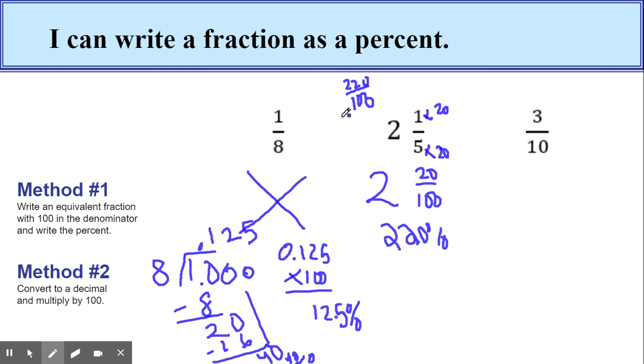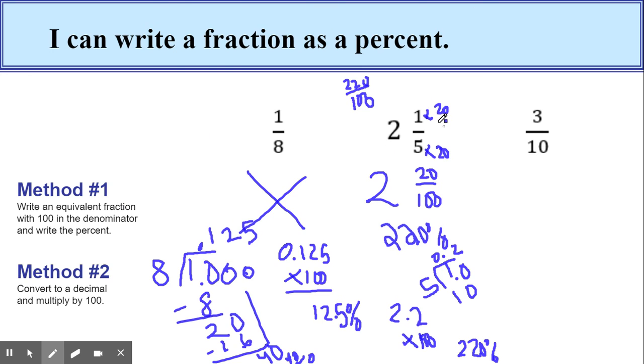If I did want to do this a little bit different, I can convert 2 and 1/5 to decimal. So I would have to do 1 divided by 5 by adding my 0 here. 5 goes into 10 twice, no remainder. So I would have 2/10, and I would multiply 2.2 or 2 and 2/10 times 100 to verify again that I get 220%.